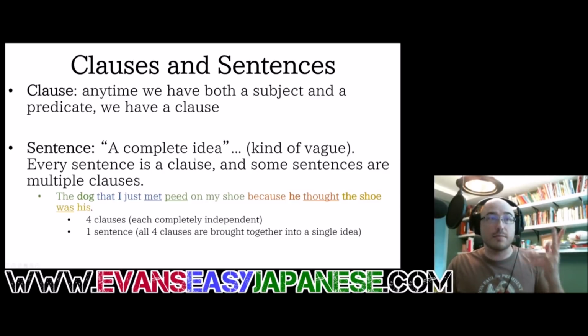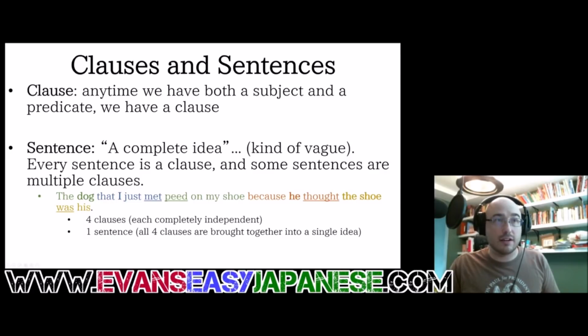First, let's identify the subject. So we have the dog, and what did it do? It peed. But let's describe the dog. The dog was the dog that I just met. I met the dog, right? So I met the dog. The dog peed on my shoe. And then if we go further, we have the word because, which is a conjunction. What's your function? He thought. So the dog, he thought. So we have a subject that does a verb. He thought something. And then what did he think? He thought that the shoe was his.